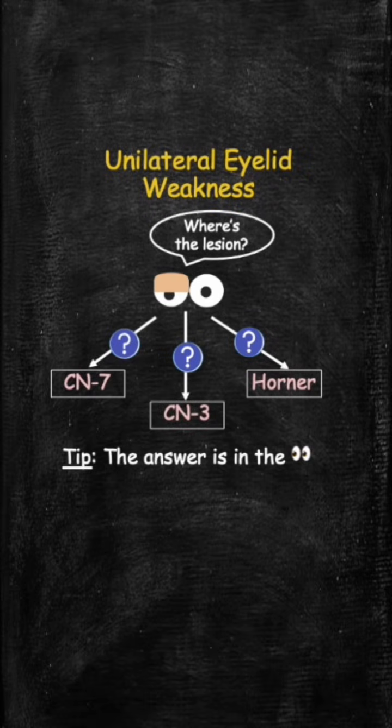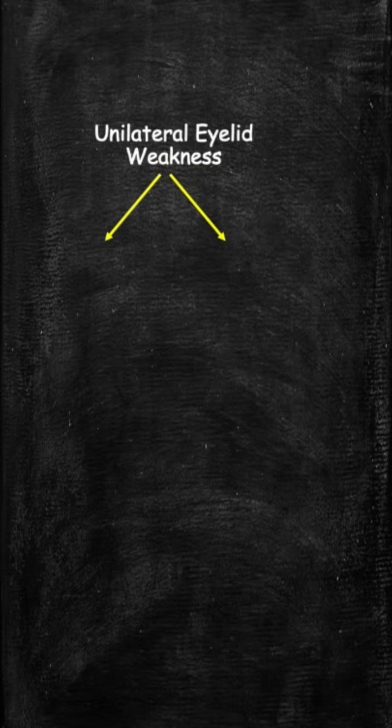Let's work through a confusing topic and make it simple. How do we localize a lesion that is causing weakness of the eyelid? All right, so we can do this by asking two simple questions. Question one, is there a problem that the eyelid can't shut, or is it that it can't open?